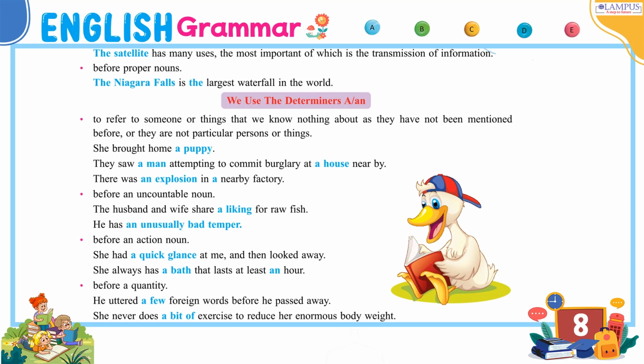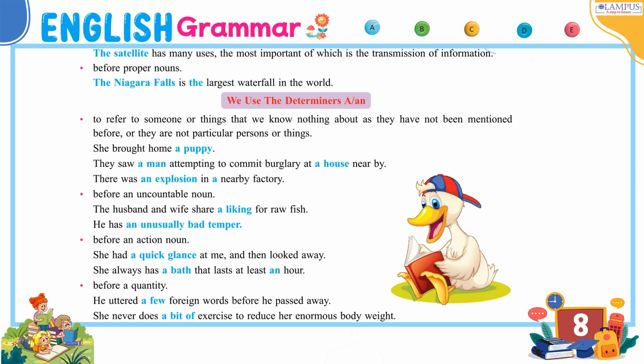We use the determiners a or an to refer to someone or things that we know nothing about as they have not been mentioned before, or they are not particular persons or things. She brought home a puppy. They saw a man attempting to commit burglary at a house nearby. There was an explosion in a nearby factory. Before an uncountable noun. The husband and wife share a liking for raw fish. He has an unusually bad temper.